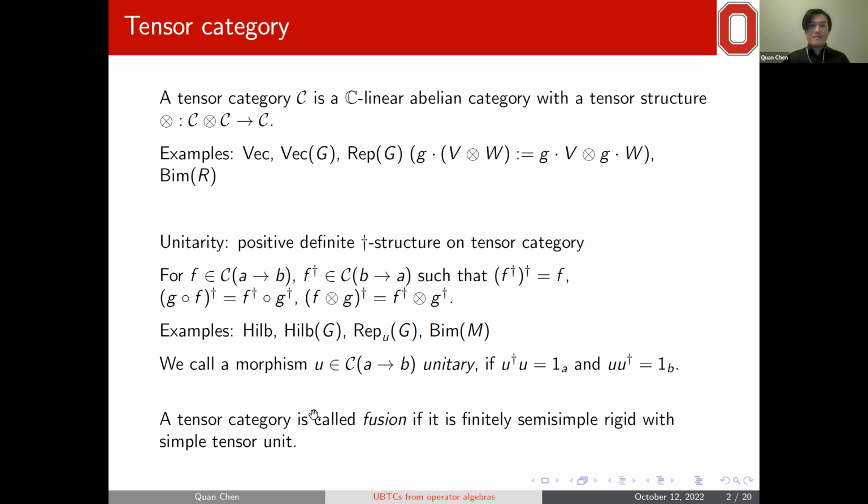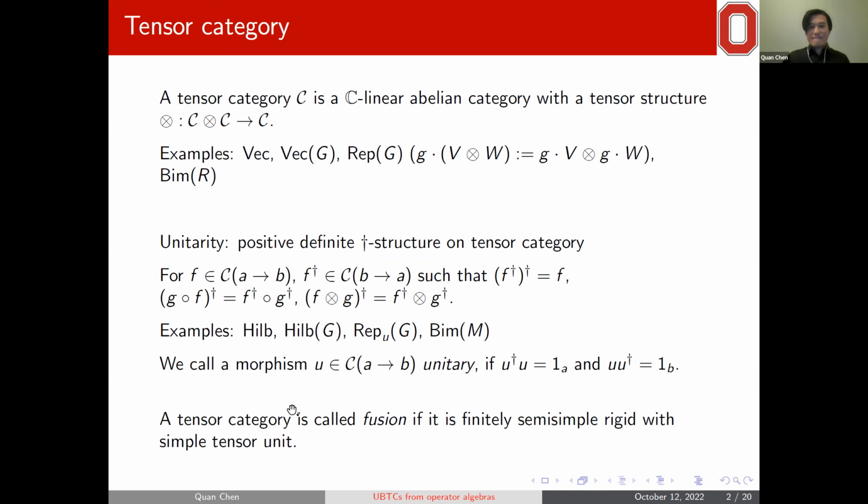So the last thing is that a tensor category is called fusion if it is finitely semisimple and rigid with simple tensor unit. Here, a simple object means the hom space on that object is a one-dimensional C vector space. And semisimple means all the objects in this category are isomorphic to a direct sum of finitely many simple objects. And finitely many means you only have finitely many isomorphism classes of simple objects. Rigid means all the objects have two-sided duals. And in the end, your tensor unit must be simple. Otherwise, we call it a multi-fusion category.